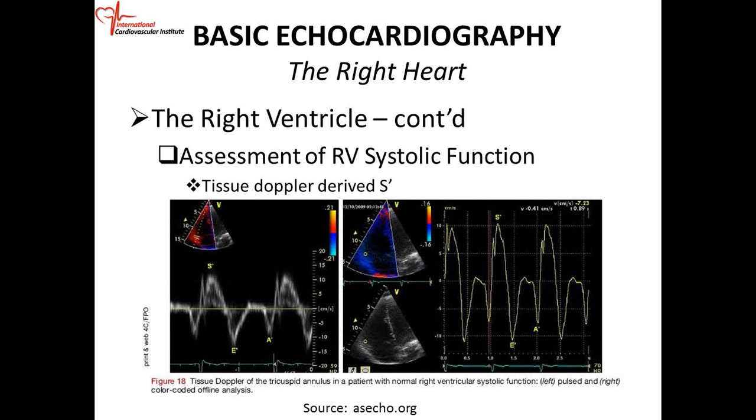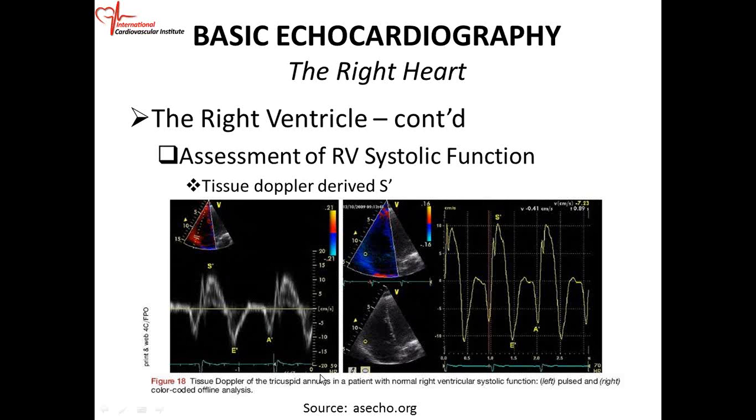So you know what you do. This is your four chamber view. On top is your 2D, two-dimensional image, four chamber view or RV focus view. Your cursor is right at the lateral tricuspid annulus, and then you just press your TDI button. You get a systolic excursion, and you get an E prime in diastole and an A prime also in diastole, just like you get on the left side. You're going to measure that peak systolic velocity. If it's less than 10 centimeters per second, it's abnormal. Okay?